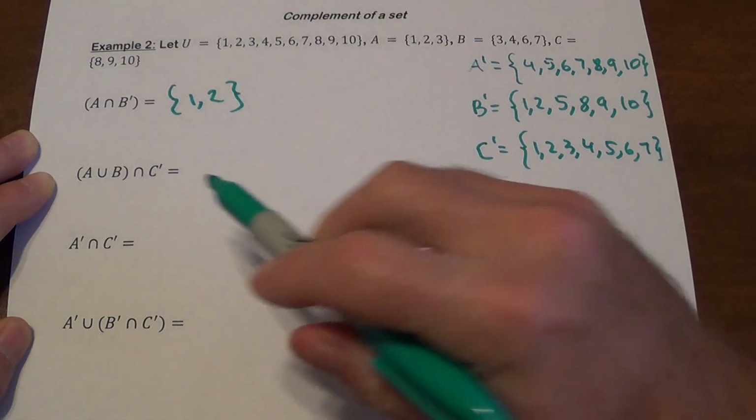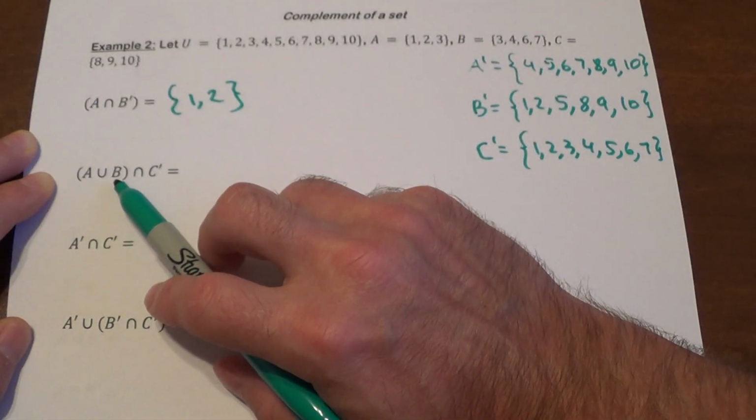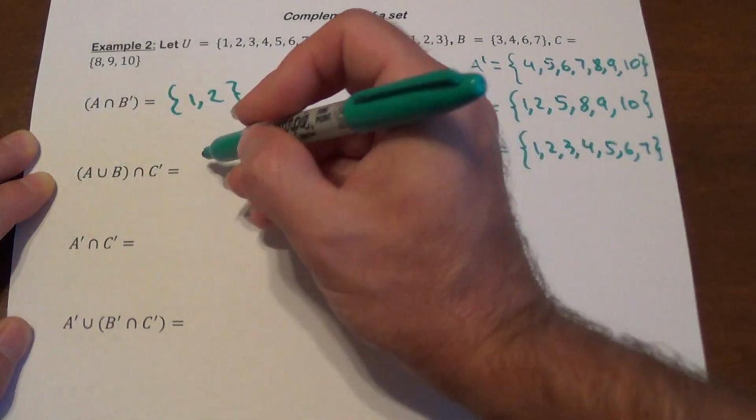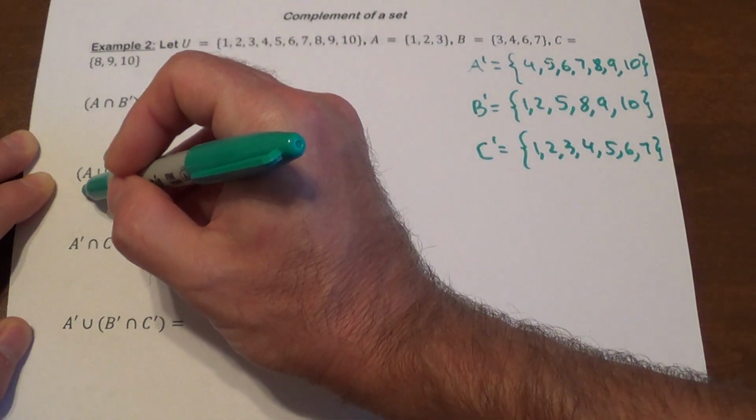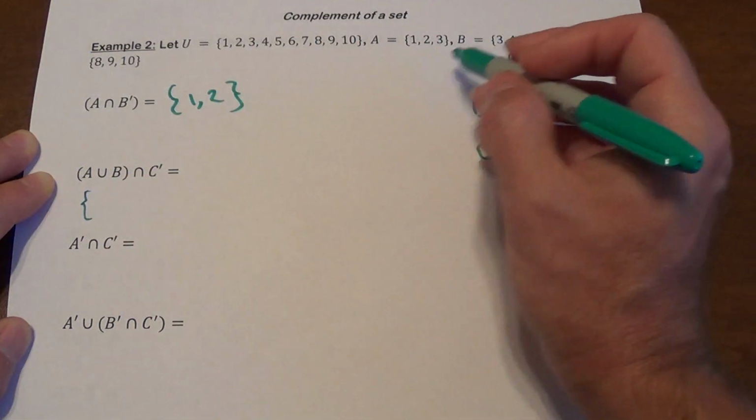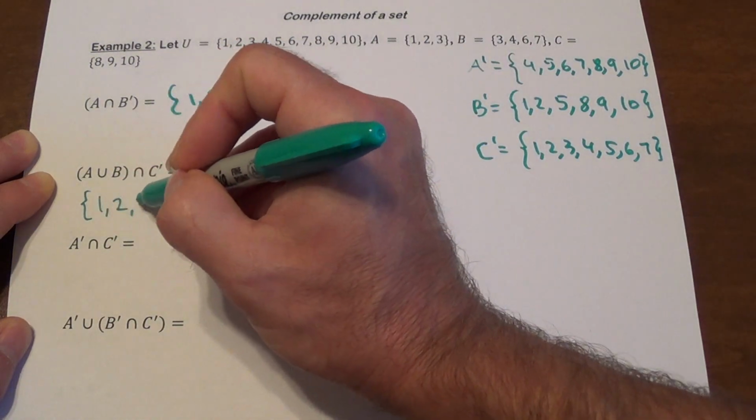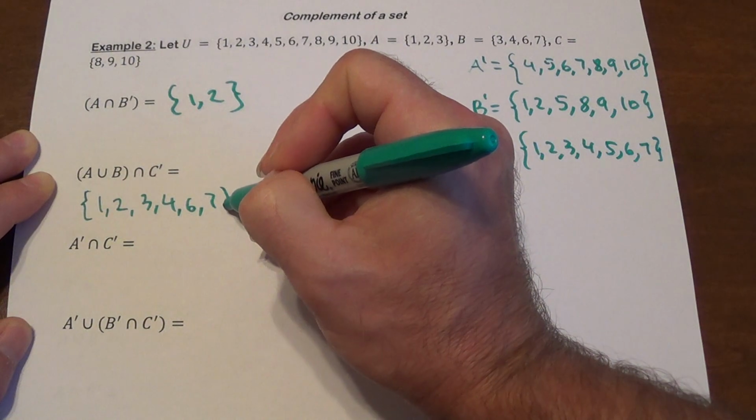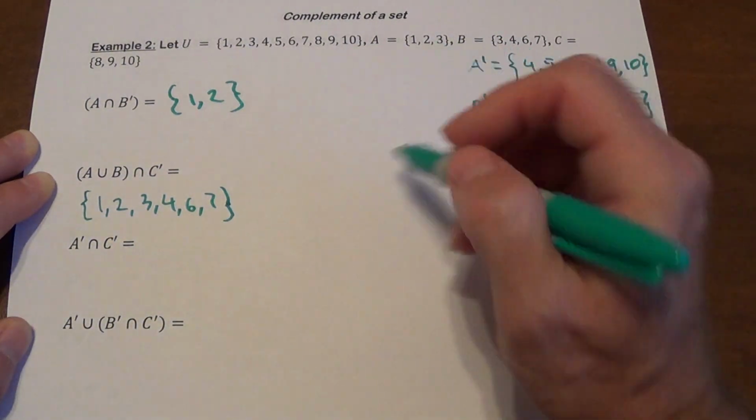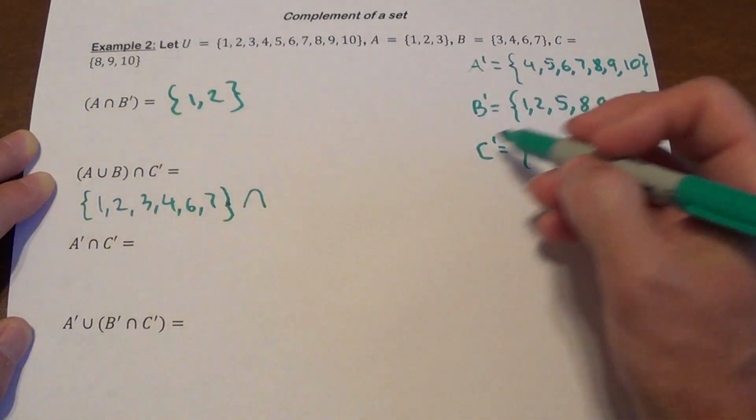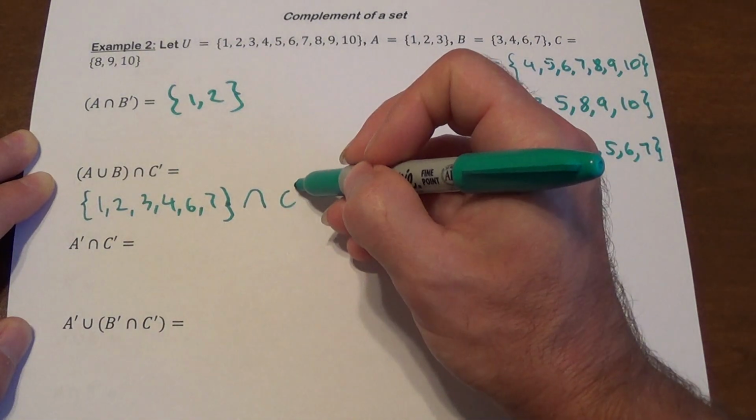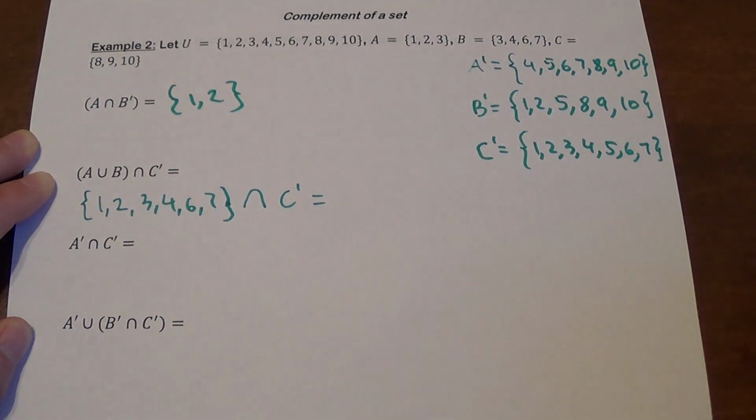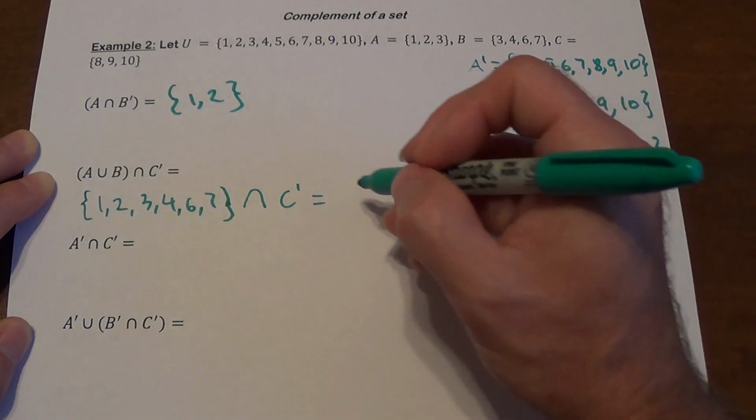Okay, so here we should do the union first, union of A and B. So the union of A and B is 1, 2, 3, 4, 6, 7, right? Combining these two sets, and then you're going to do the intersection with C complement. So what do they have in common? 1, 2, 3, 4, 6, 7, right?